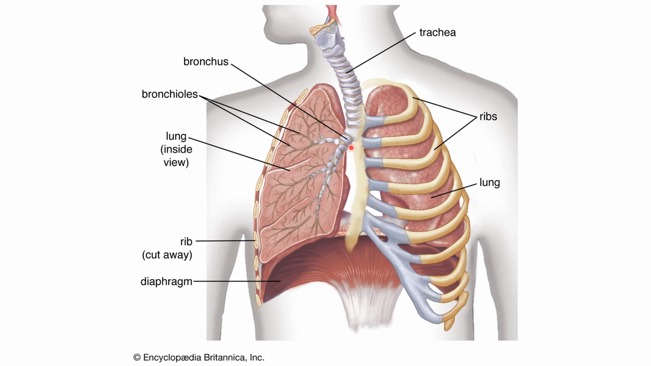You can see that the lung is bordered and contained by the rib cage and the muscles between the ribs, which are called the intercostal muscles. And on the bottom side of the thoracic cavity, the lungs are bordered by this big dome-like muscle called the diaphragm, which separates the chest cavity from the abdominal cavity. It's also responsible for the mechanics of breathing.